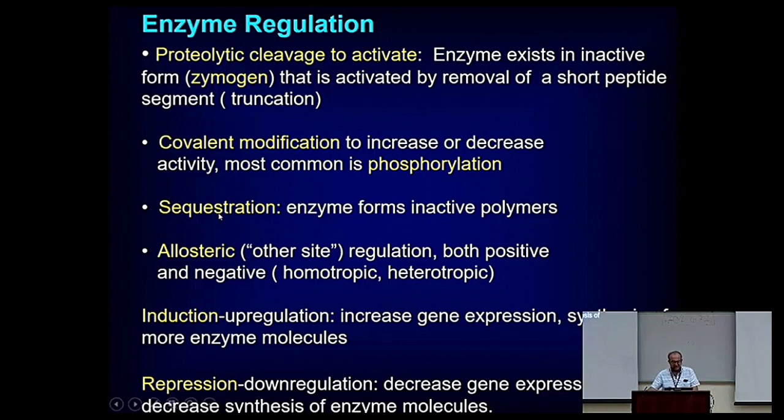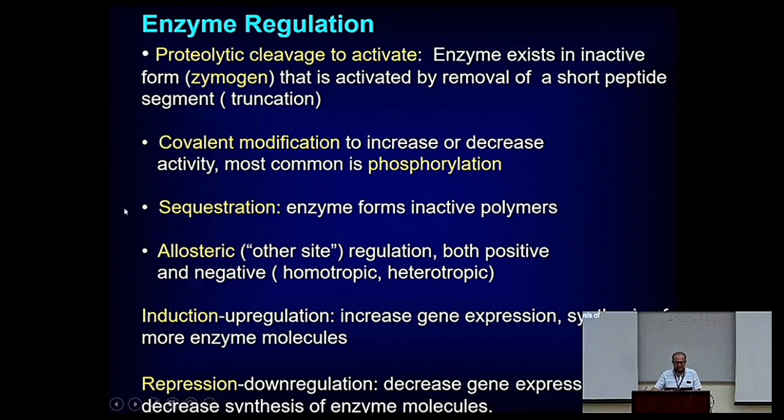Okay, the third one is pretty easy. Sequestration. Some enzymes may exist as a single subunit or as multiple enzyme molecules forming a polymer. In some cases, when you form the polymer, the enzyme becomes inactive. That is called sequestration. You put many enzyme molecules together, so individually these enzymes become inactive.